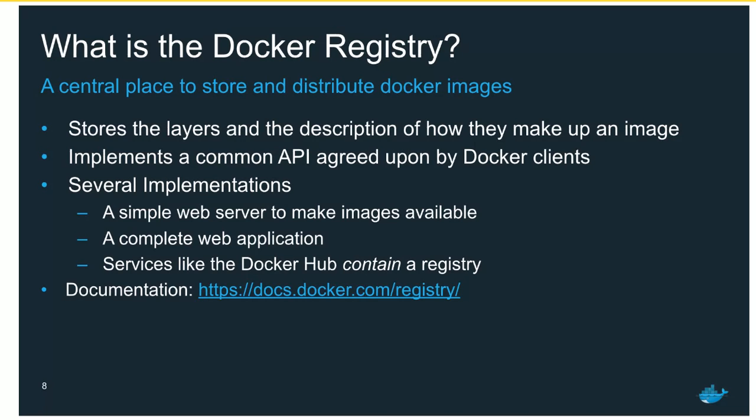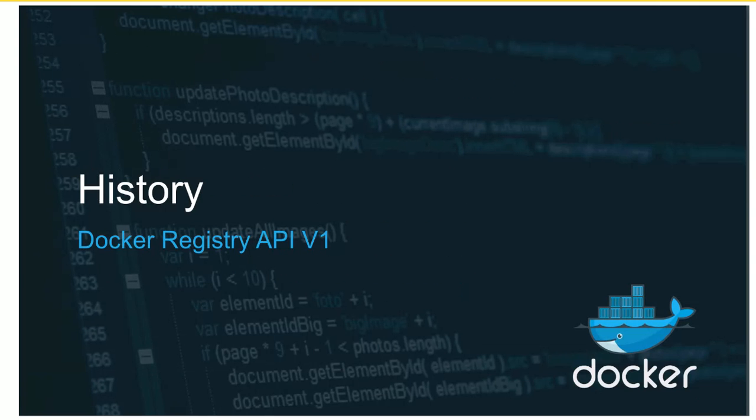Typically, it implements a common API agreed upon by Docker clients, and several implementations can exist, such as just a simple web server making the content available. It could be a complete web application, like we'll talk about a little bit today. And services like the Docker Hub contain a registry. You can read about the documentation at the link I've provided there. So we'll jump right into it.